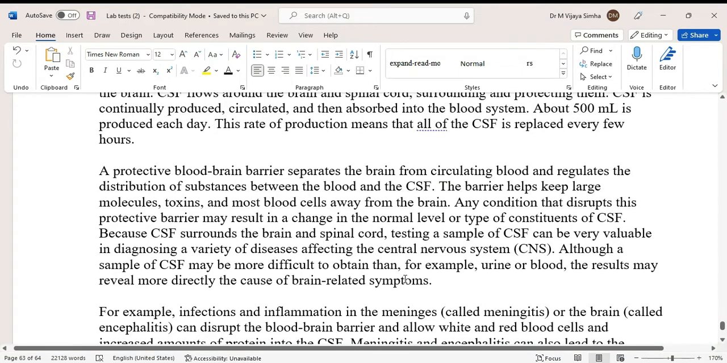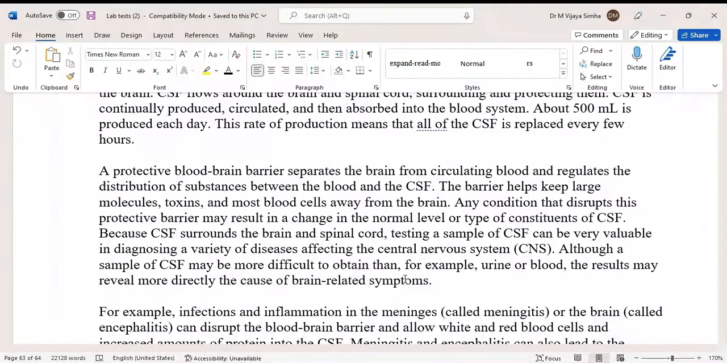A protective blood-brain barrier separates the brain from circulating blood and regulates the distribution of substances between the blood and the CSF. The barrier helps keep large molecules, toxins, and most blood cells away from the brain. Any condition that disrupts this protective barrier may result in a change in the normal level or type of constituents of the CSF. Because CSF surrounds the brain and spinal cord, testing a sample of CSF can be very valuable in diagnosing a variety of diseases affecting the central nervous system.